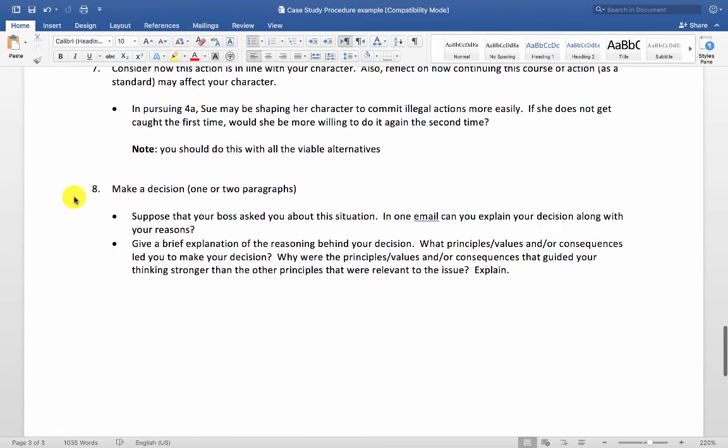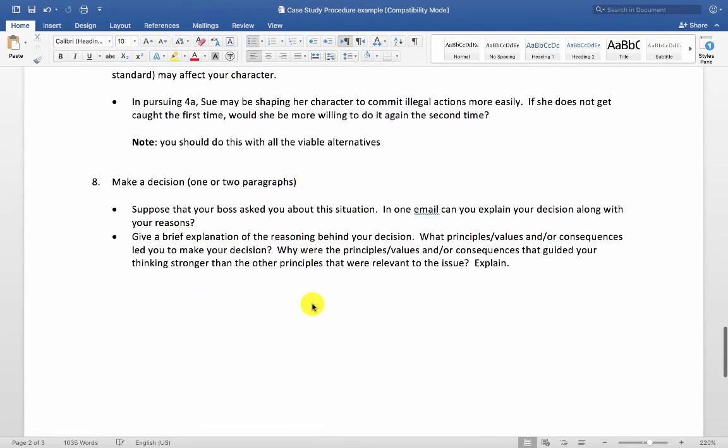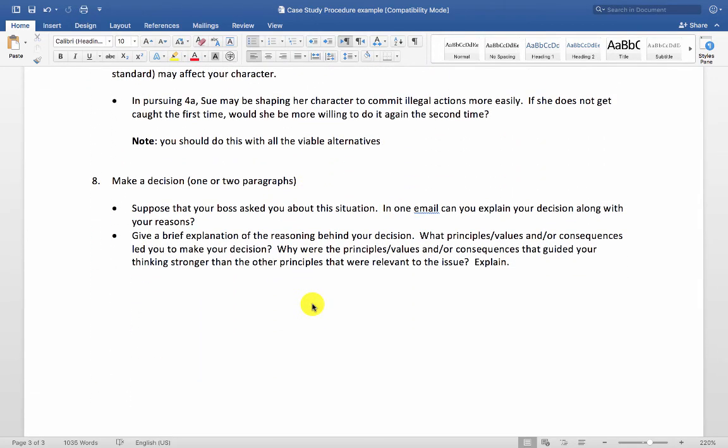And finally, 8 here, you make a decision. And here, I didn't write it out, but this is what I want you in 1 or 2 paragraphs to write out. Suppose that your boss asked you about the situation. In one email, can you explain your decision along with your reasons? So what you've done in this whole thing should inform you to help you think through your decision and what you're telling your boss, right? And you're writing an email. So it can't be super long. It has to be concise, but you have to give reasons, right? Grammar counts if you're talking to your boss.